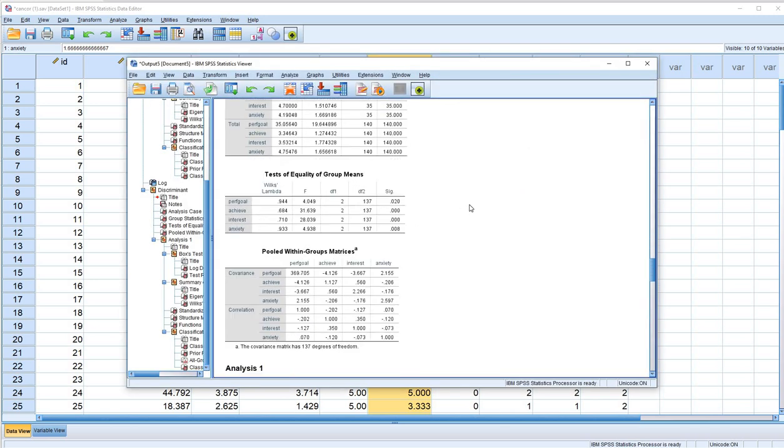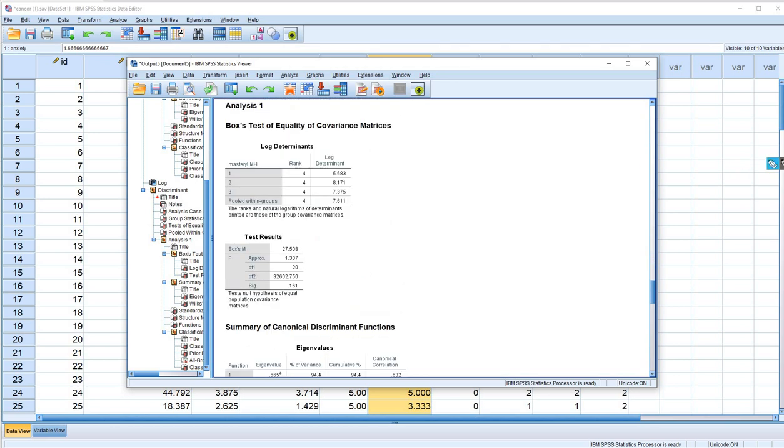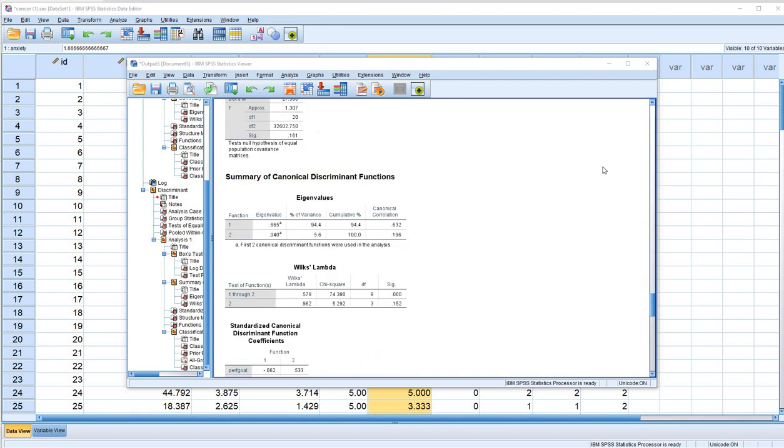So now when we scroll down, first off, let's just take a quick look at Box's test. You can see that the p-value that's given is 0.161, which is greater than the conventional 0.05 level. So we would infer that the population covariance matrices are equal across our 3 groups. Next, we'll scroll down to the summary of canonical discriminant functions. And so now you'll notice that we have function 1 and function 2. And basically what happens when we have more than a single discriminant function is that each function that is extracted will account for successively less variation between the groups.